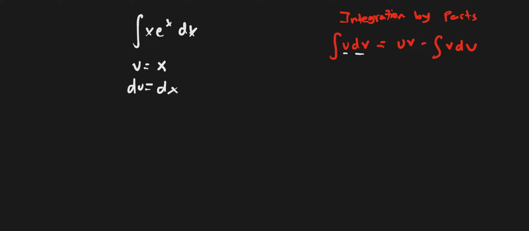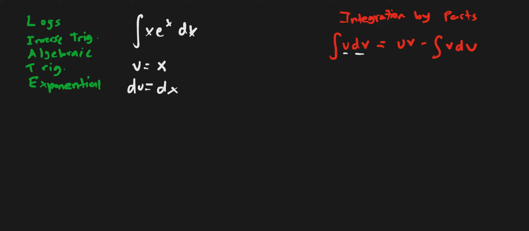For choosing the u, we typically use an acronym. We can use the acronym LIATE. So L is going to be standing for logs, I for inverse trig, A for algebraic stuff like x to the power of 2, something like that. Okay, T for trig stuff, and E for exponential stuff like e to the x, e to the 2x, stuff like that.